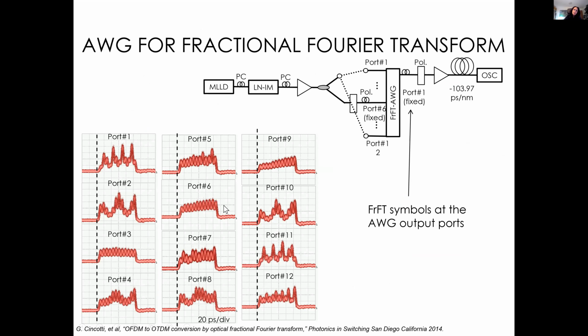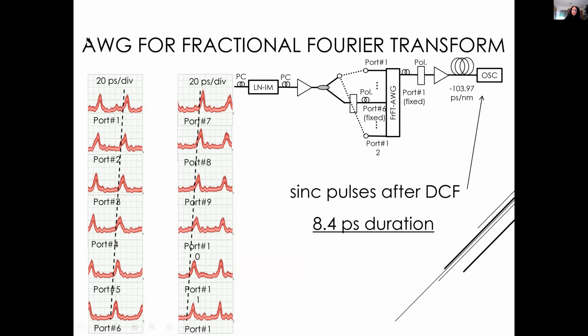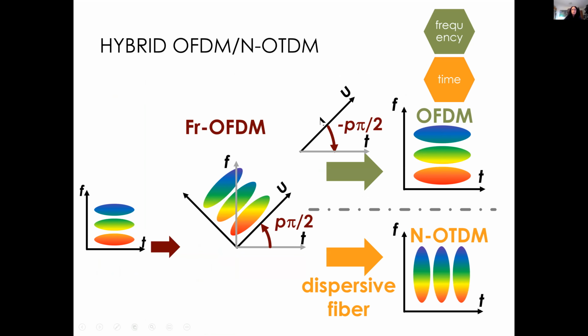These are the pulses generated by the AWG devices, and these are the pulses measured after dispersion compensating fiber. You see the pulses here have 8.4 picosecond duration, so they are very, very small, and they are orthogonal, they are Nyquist pulses.